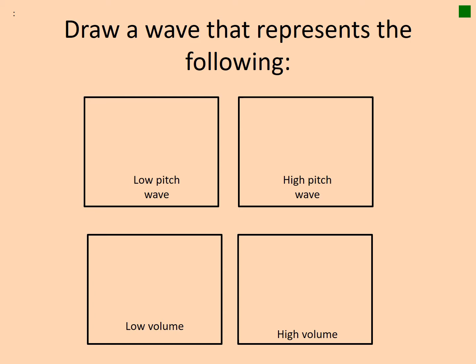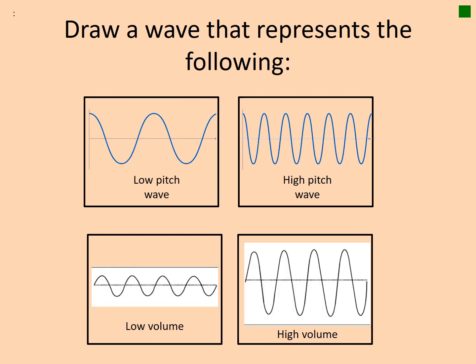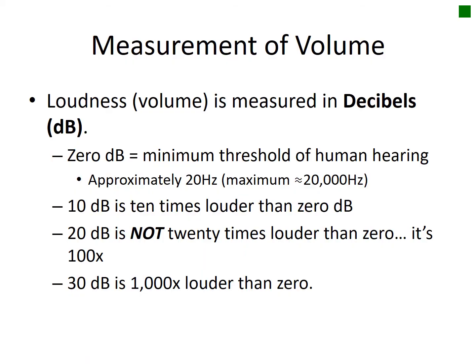So let's draw a low pitch wave versus a high pitch wave. Remember, it's a comparison. A low pitch wave would have a long wavelength. A high pitch wave would have a short wavelength, meaning a high frequency. So you'd have a long wavelength, low frequency, short wavelength, high frequency. For volume, all I have to do is change my height, or my amplitude. Low volume would have a low height or amplitude, and a high volume would have a high amplitude.